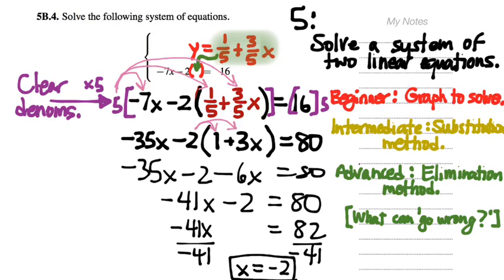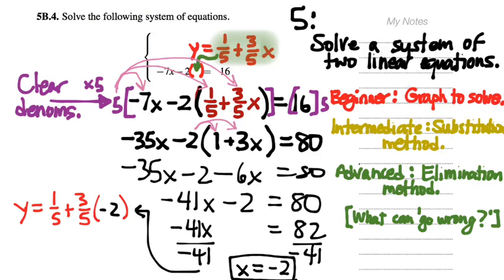So my original first equation was y equals 1/5 plus 3/5 x. So I'll substitute the x that we know now back into that original equation. And do out the arithmetic to find out y. 3/5 times -2 is -6/5. 1/5 minus 6/5 is -5/5, otherwise known as -1. And sure enough, we have now the algebraic verification that the graphical solution that we saw on the graph a moment ago is actually precisely the solution of this system of equations.